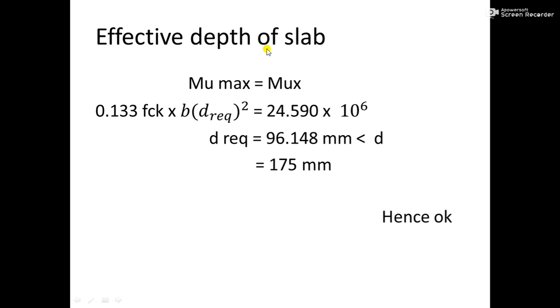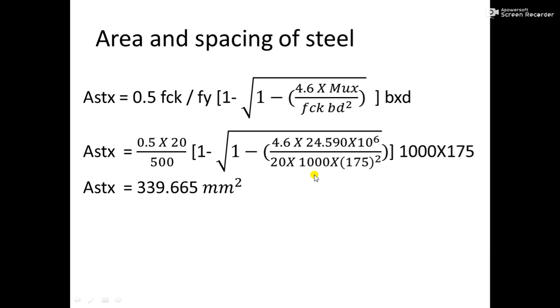So to calculate the effective depth of slab required, equating Mu limiting is equal to Mu x. Since the steel grade is Fe 500, the Mu limiting value is 0.133 fck b d square, and bending moment is 24.590 into 10 raised to 6. So by calculating all these values, the value of d required is 96.14 mm, which is less than d assumed. So provide 175 mm effective depth.